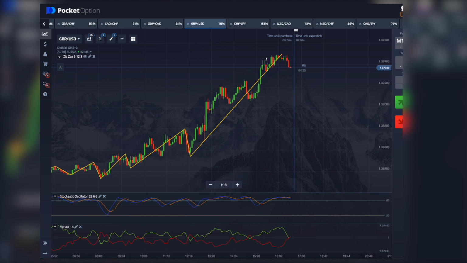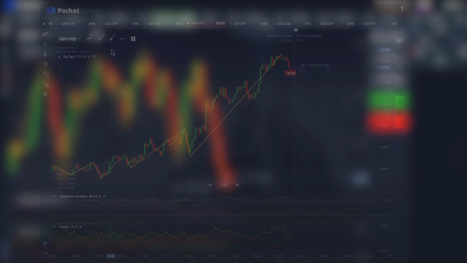And the market has already started going down, so I don't use the Fibonacci retracement and just buy a 10-minute put option.